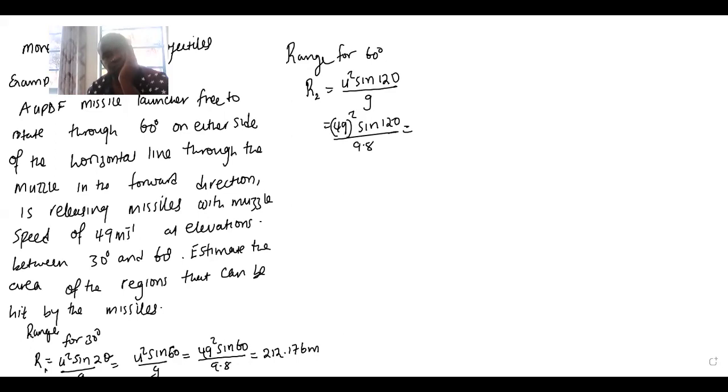I'm getting the same answer, 212.176. Okay, so that means if you project both using 30 and 60, you get the same range.